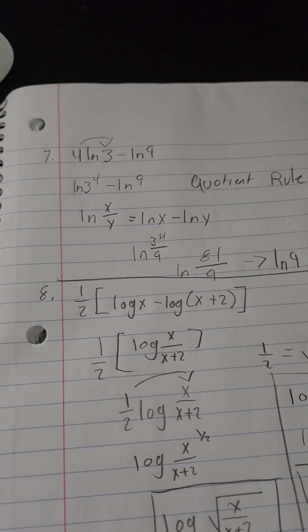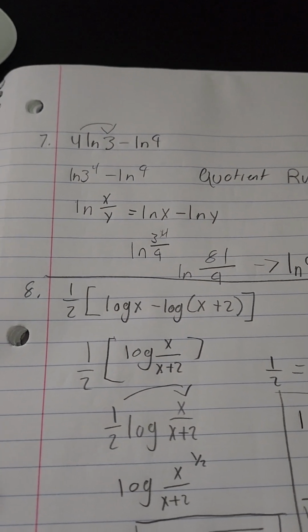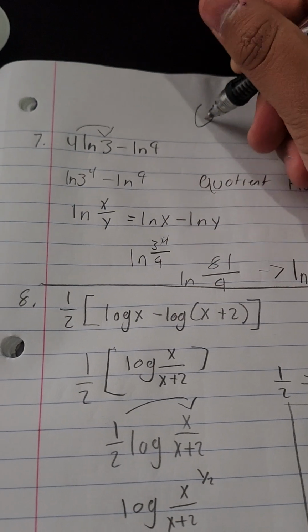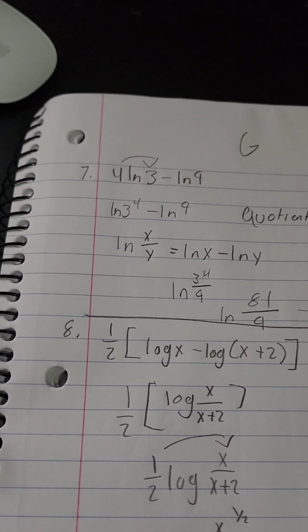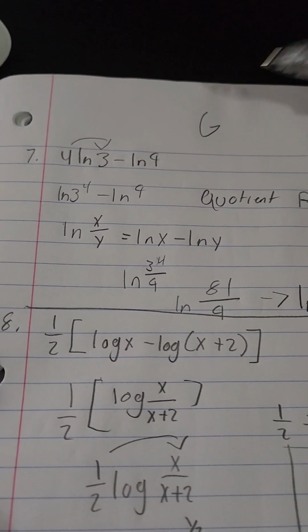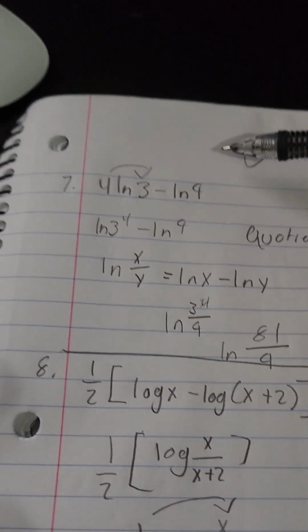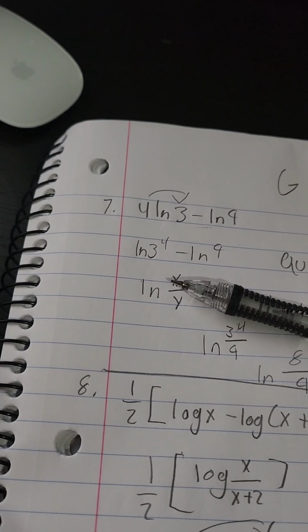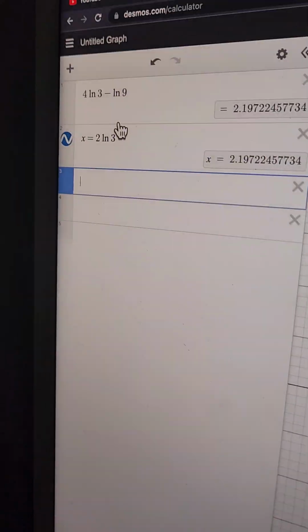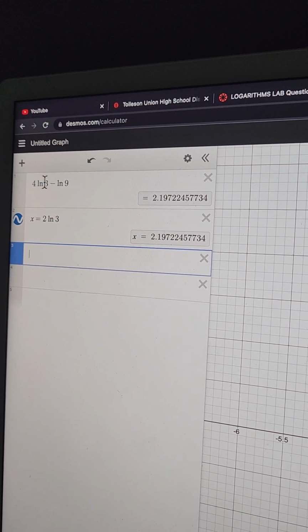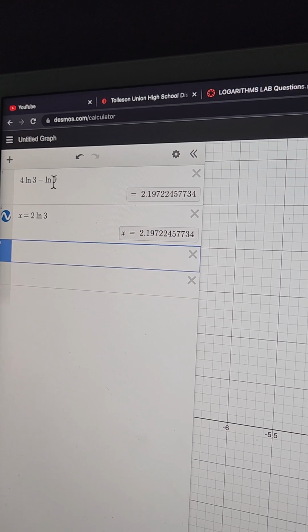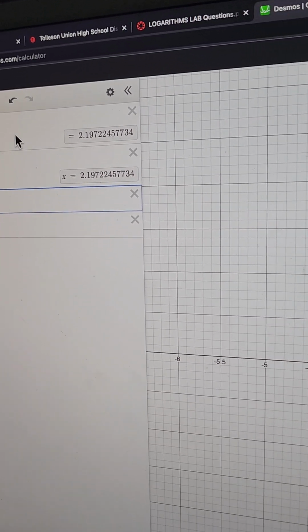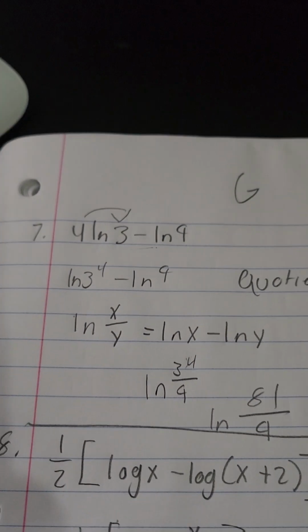Okay, so hello. So this is G, I think. Okay, so 7. Plug it into Desmos like always. So yeah, pull it up. Here you go. 3 ln 4 ln 3 minus ln 9. Right. So we got that first.